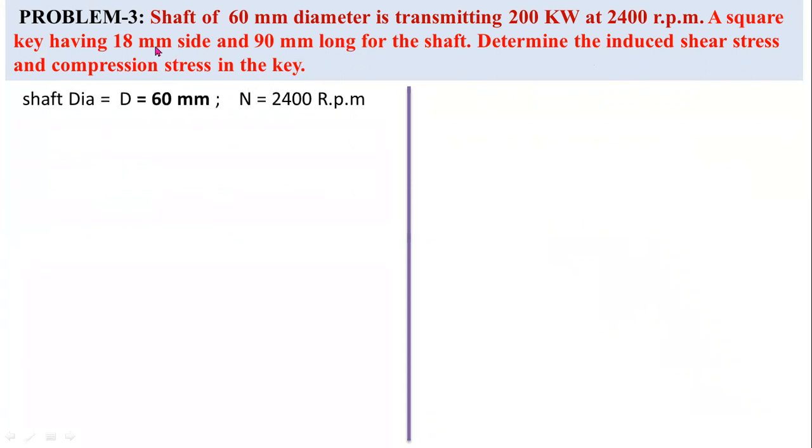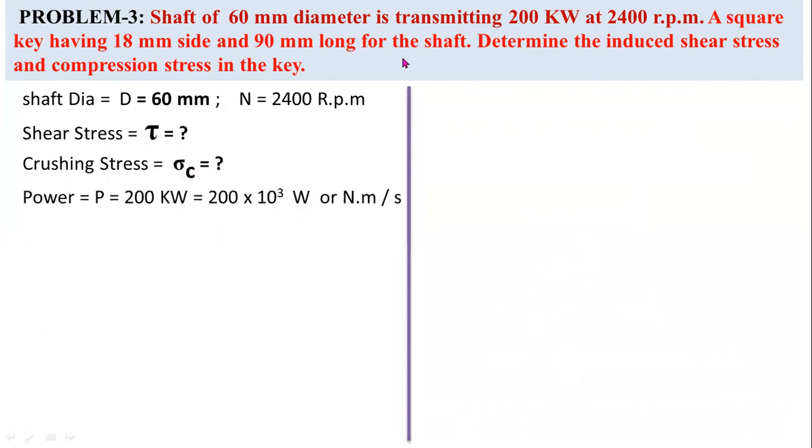Here, this one is a square key. So for a square key, width and thickness both are equal. So here the diameter of the shaft D equals 60 mm and the speed of the shaft equal 2400 rpm, revolutions per minute. Here the shear stress is not given, you have to determine that value, and compressive stress also you have to determine.